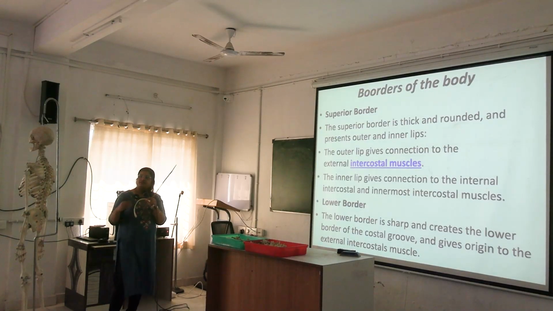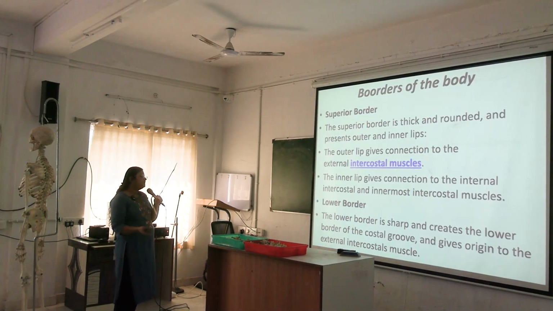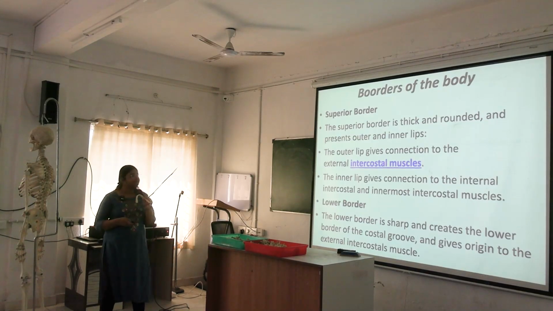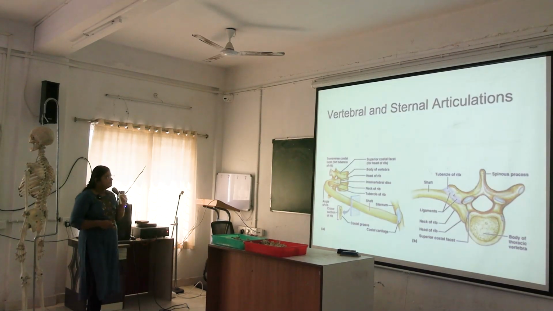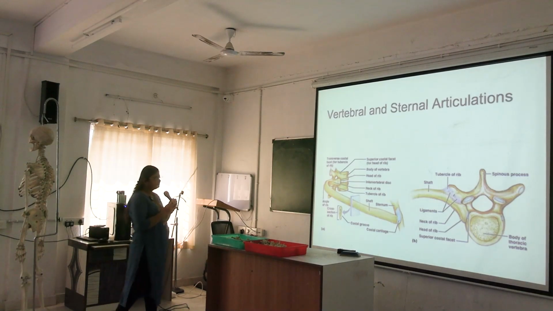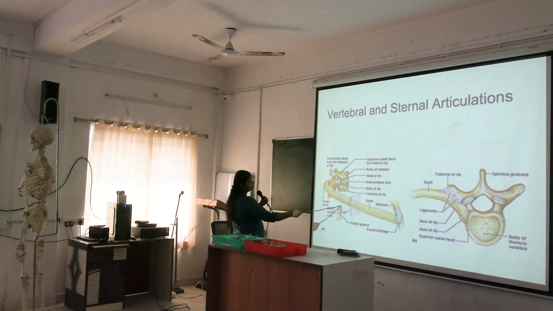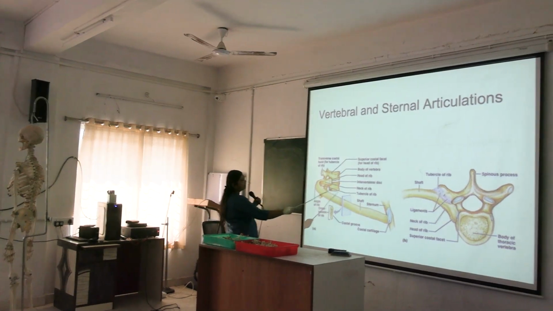Both are attached together along the upper border, and the lower border is sharp. Here you can see the lower border is the sharp border, and it creates the lower border of the costal groove and gives origin to the external intercostal muscle of this space. So see here the section of the rib, it looks like this. Here is the costal groove of the rib, and this is the cut section from here.